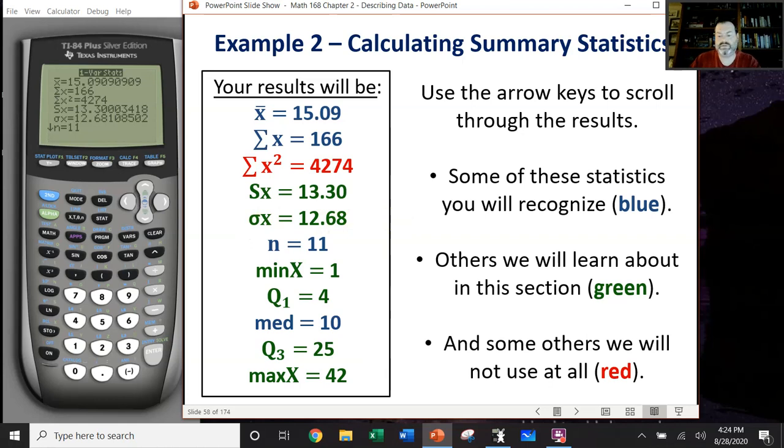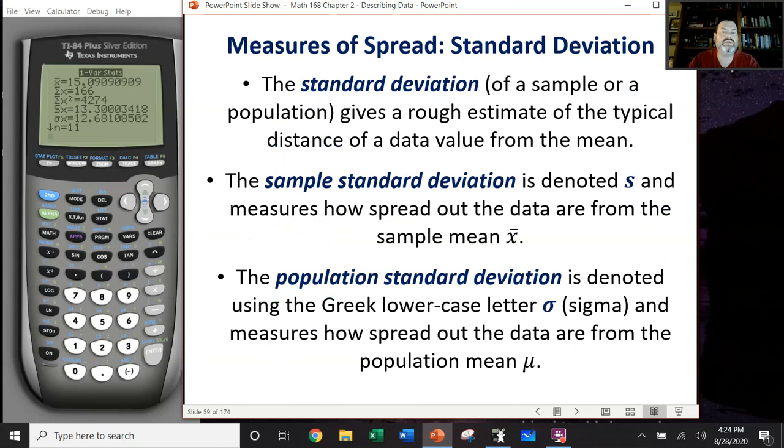And we'll use this to do some other stuff later. So here's what the standard deviation is. That's the most important thing here, this S and this sigma. The standard deviation of a sample or a population gives a rough estimate of the typical distance of a data value from the mean. This is not the definition, this is just what we use it for. The definition is on the next slide.